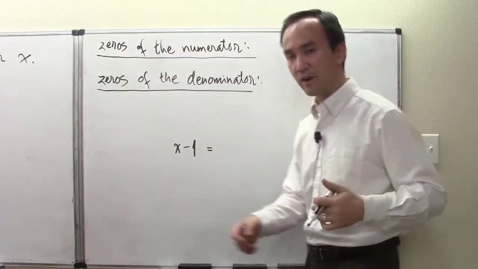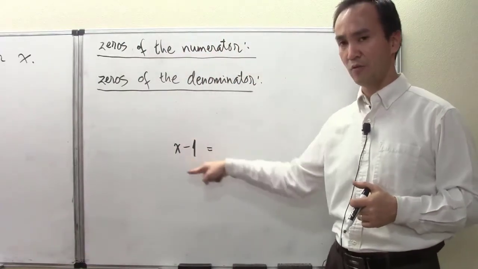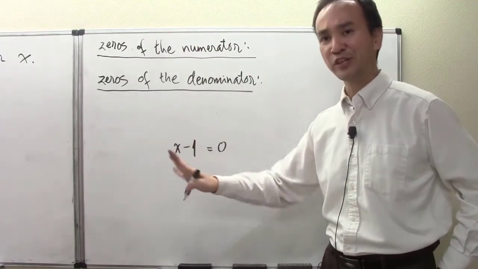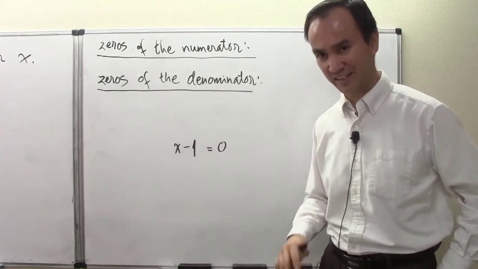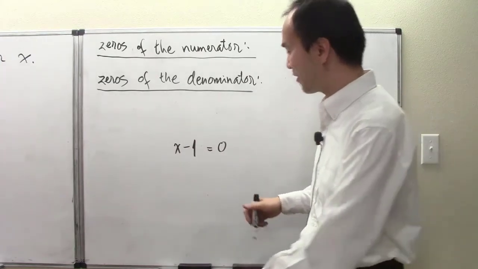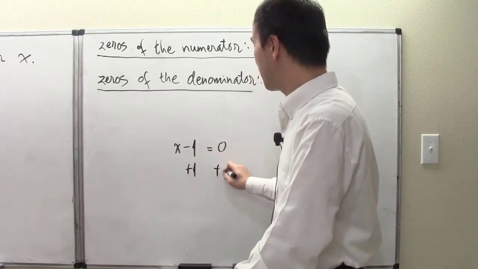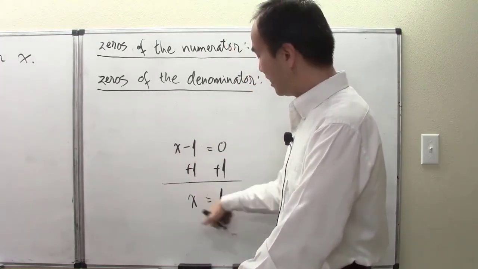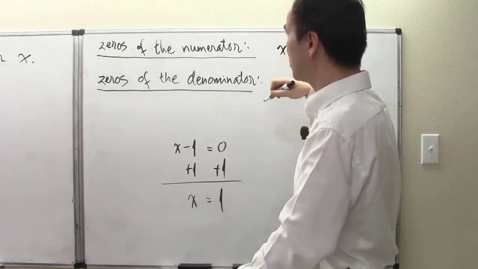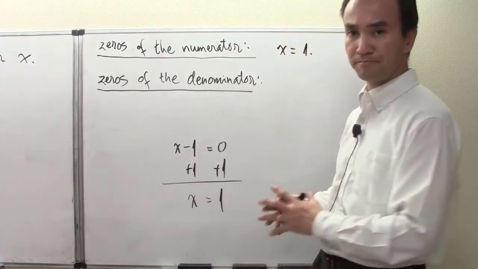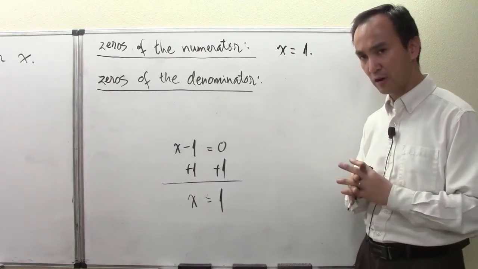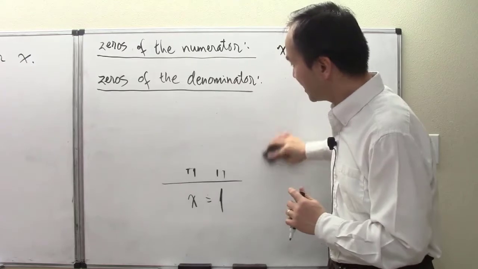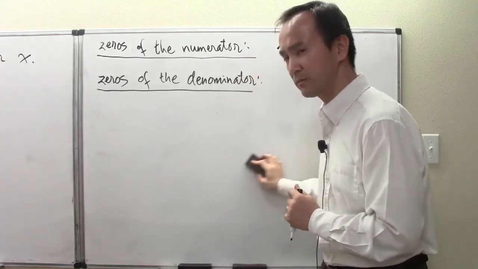Now, finding the zero for that numerator, I'm going to take that only factor and set it equal to 0. This is scratch work. I'm going to add 1 to both sides to solve for x, so x equals 1. I'm going to list that as one of the zeros in the numerator, and that's the only one. So we're done listing all the zeros of the numerator. Let's head out to list the zeros of the denominator.